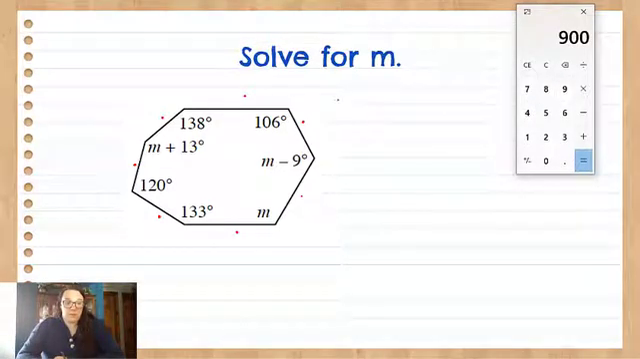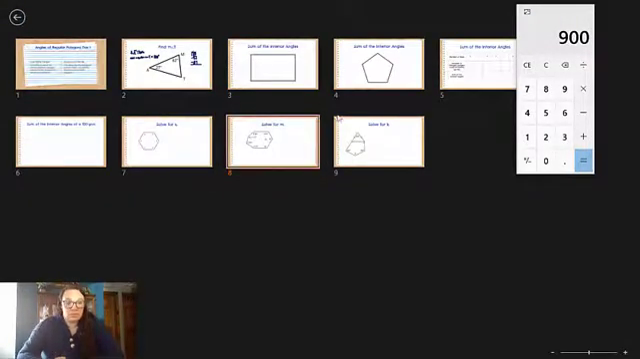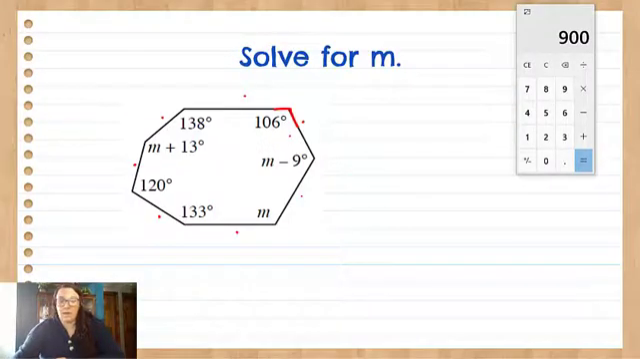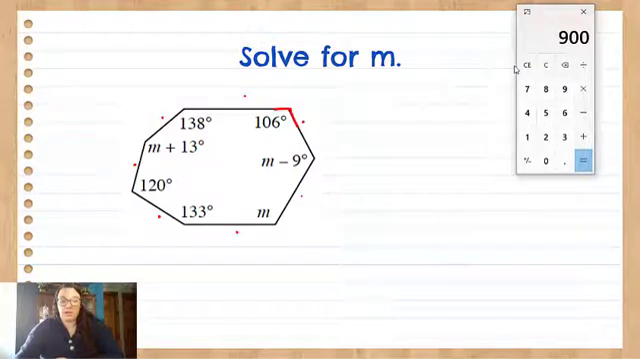I'm going to start here with the 106, I decided. I already used 106, I'll take that away. I'll add the 9 to undo it. I'll subtract the 133. I'll subtract the 120. I'll subtract the 13. And I'll subtract the 138, enter. Okay, so I'm left with 399.